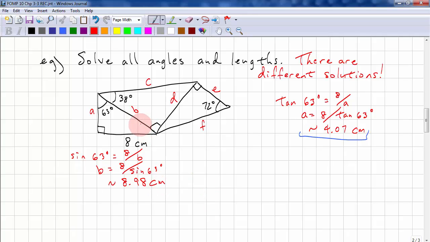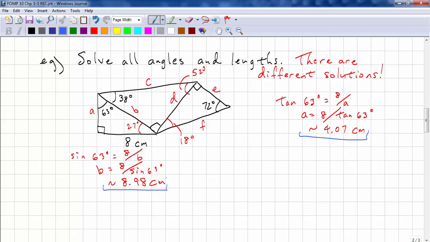We can solve for the angles here. Angles 27, 90 minus 63. We can solve for this angle here. This is 90 minus 38, so that's 52 degrees. And this one is 90 minus 72, so this is 18 degrees.